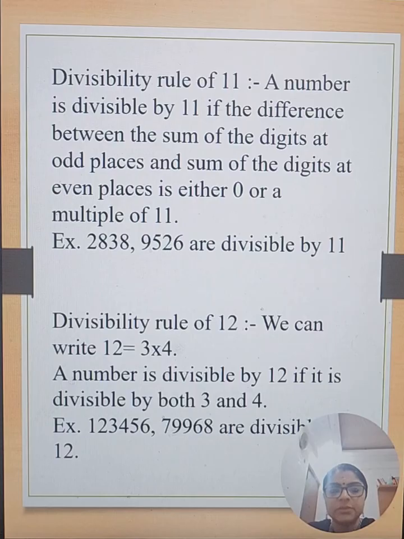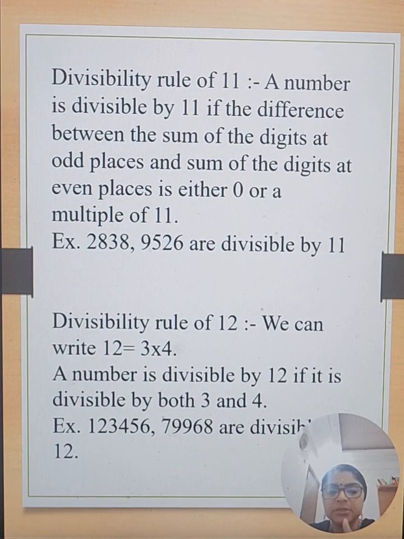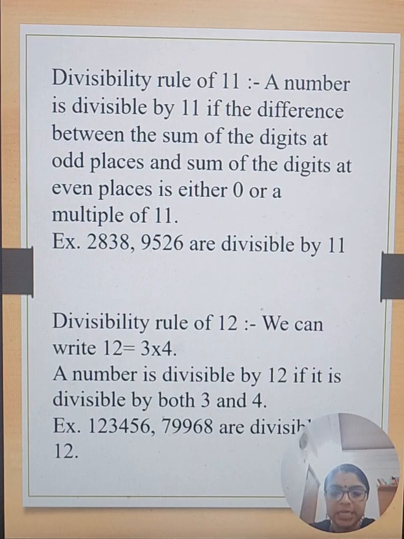Add the place values, then take the difference between the two sums. You will get one answer. If that answer is either 0 or a multiple of 11, we can conclude the entire number is divisible by 11. There are two examples given to you. You can check them with the conditions.